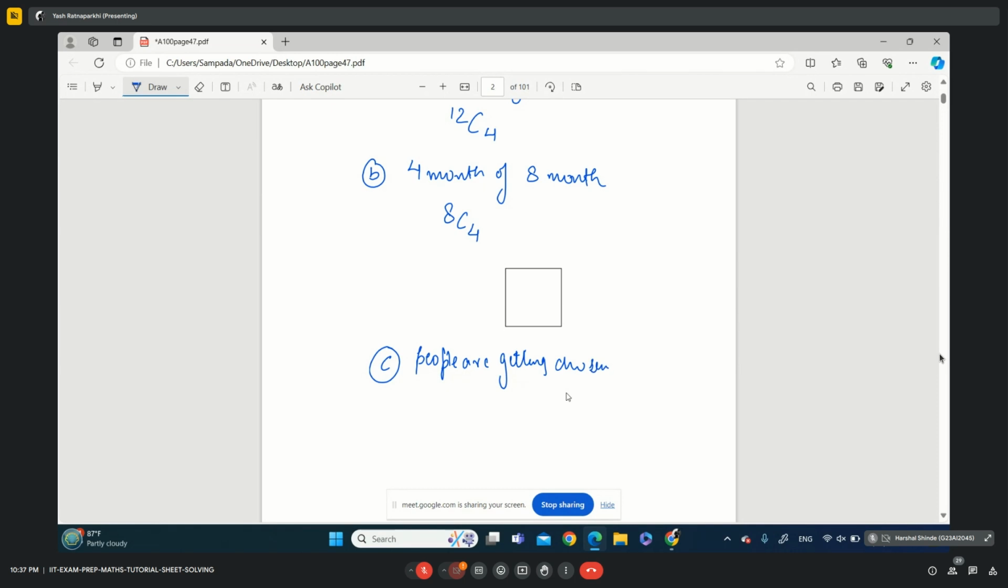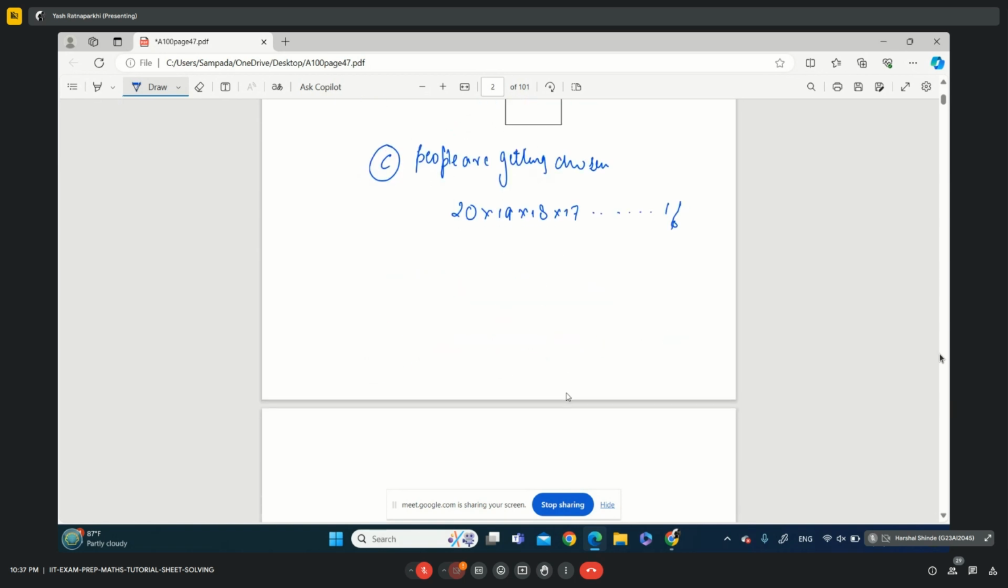See, if we start from 20, the first person can be 20, then the second person 19, then 18, then 17, down to 1. So what will this evaluate to? This will evaluate to 20 factorial. Now see why I am dividing by 2 factorial. Let's take the first 4 months as January, February, March and April. We said exactly 2 birthdays, so 2 people have a birthday in January, then 2 in February, 2 in March, and 2 in April, right?